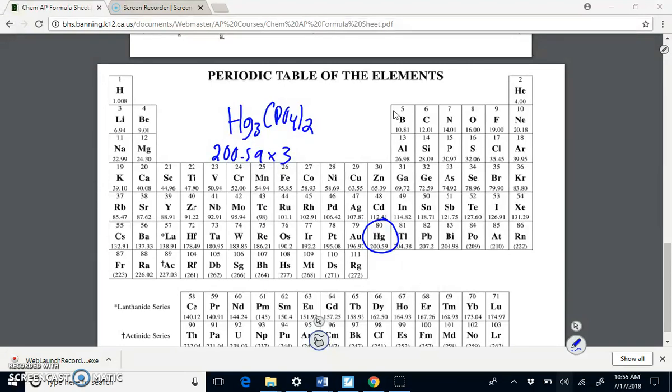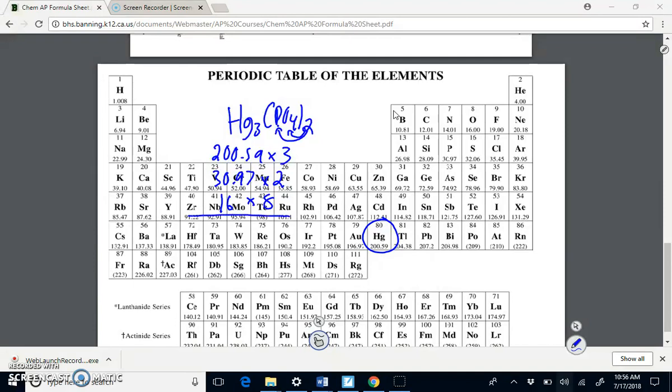Then for phosphorus, there's 1, but the subscript 2 multiplies in, so that means there's 2 phosphorus. So you take the mass of phosphorus, which is 30.97, and multiply it by 2. And then oxygens, 2 times 4 is 8, and 16 times 8. So you can do all those multiplications and add them up.